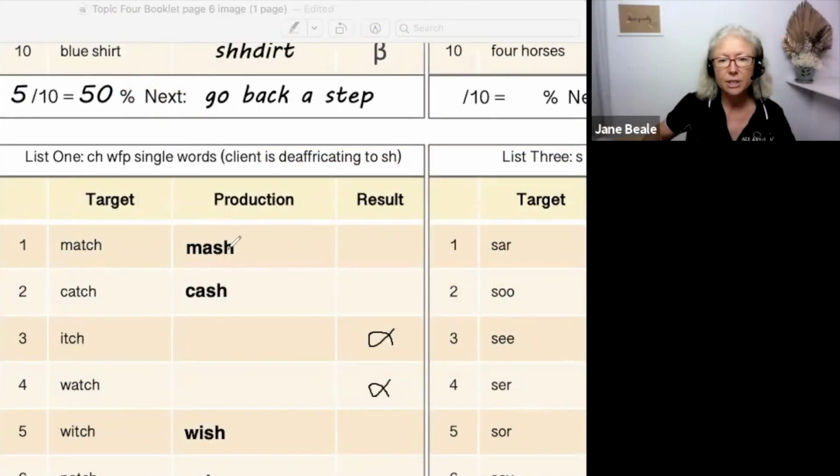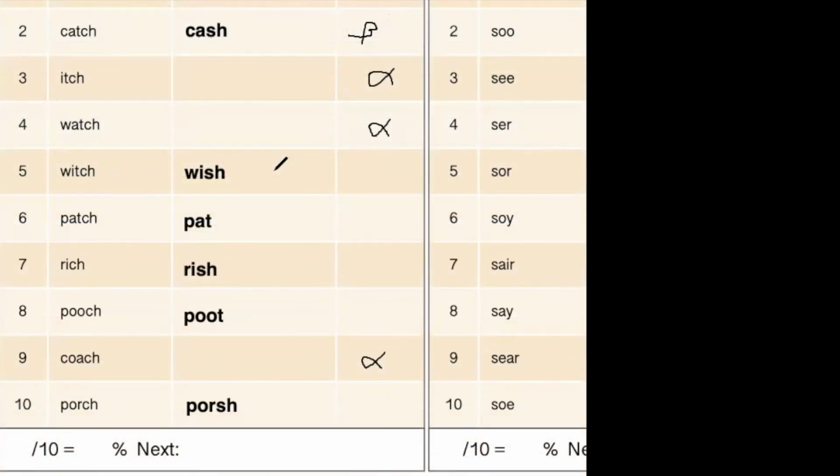So match went to mash. We can see the ch went to sh. And that's therefore a beta. Okay. Cash is the same, isn't it? Ch went to sh, beta. Which went to wish, beta. Patch went to pat. Now we've got ch went to t.